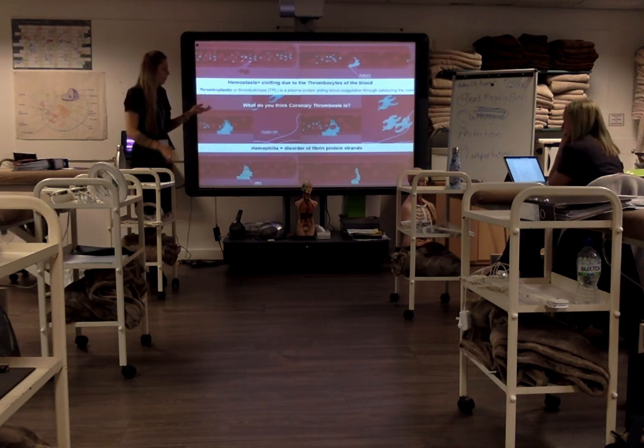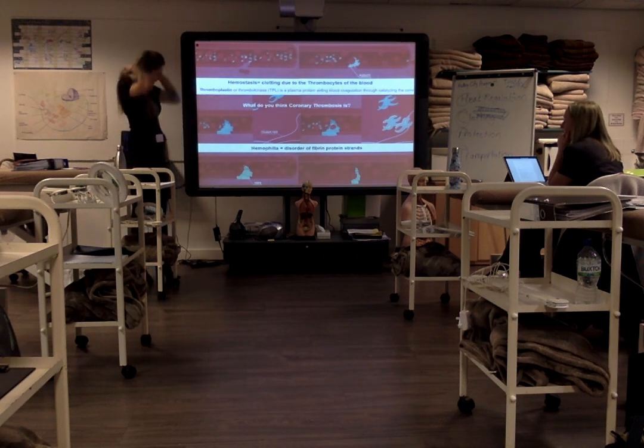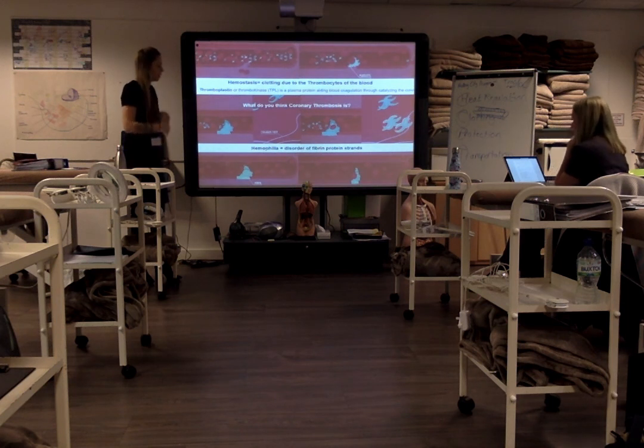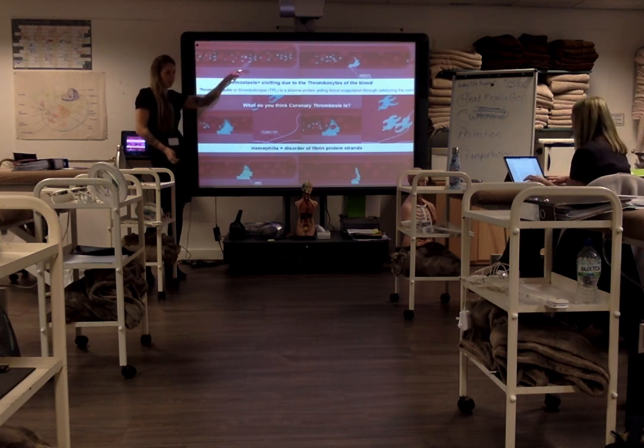Coronary thrombosis would be what? Clotting of what area? The heart, yeah. And then haemophilia is a disorder of the fibrin protein strands. So you might be having, like my mate had a lack of platelets in her blood, so she couldn't make the dam, she couldn't make the plug. But once it was there, it took a long time with support, the fibrin strands came in and they could pull it together and she was safe.